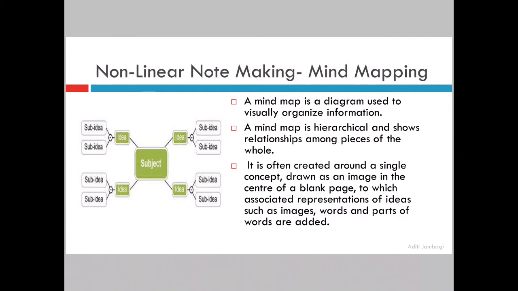Visually organize information means whatever you are reading, in your mind you will create an image about it and try to portray it in a minimalistic space and in a small way rather than writing big sentences. A mind map is hierarchical and shows relationships among pieces of the whole.